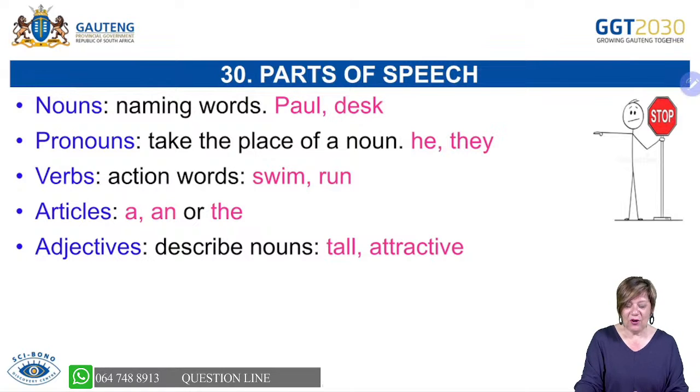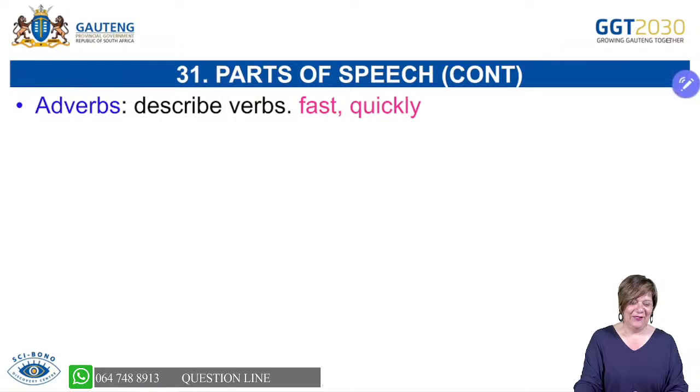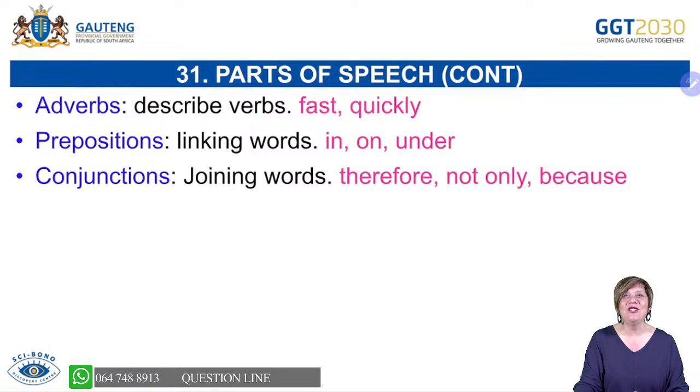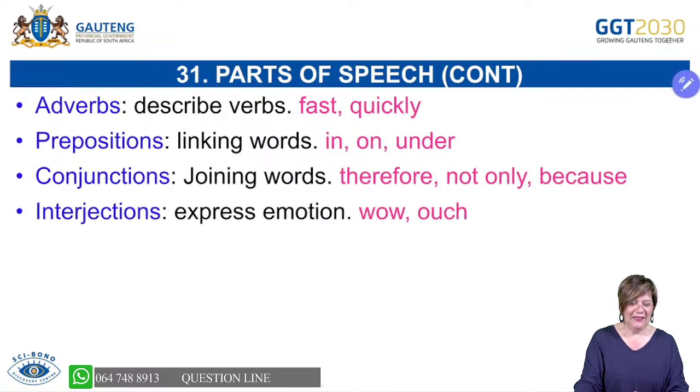Adjectives always describe your nouns. And then obviously your next one is your adverbs. And that always describes your verbs. Your prepositions is called your linking words. In, on, under, beneath, next to. Conjunctions, this is where we're joining sentences together. And then interjections. Wow, ouch, always that we find in cartoons perhaps.